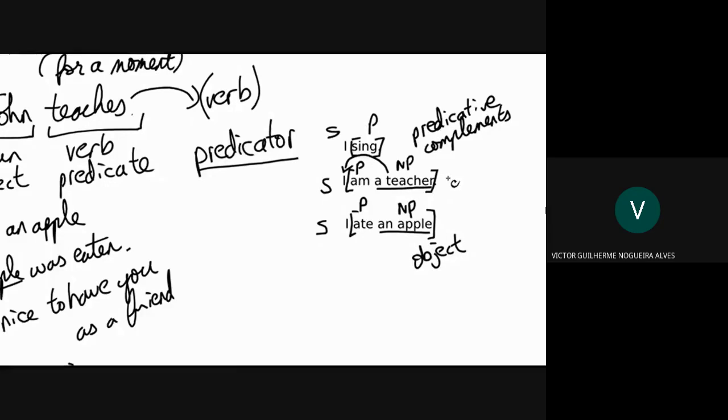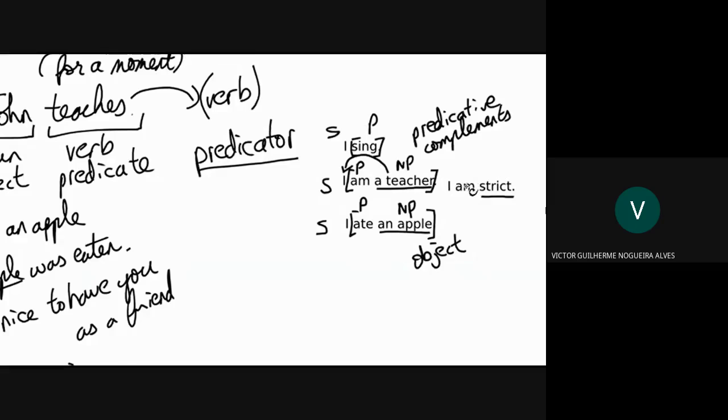Now I want to point out one thing here. I could also use an adjective up here. All right? Instead of I am a teacher, I could say I am strict. Actually, I'm not strict. I'm not strict enough. That's my problem as a teacher. But let's just pretend for now I'm strict. Okay? Strict is functioning the same way as a teacher does here, right?